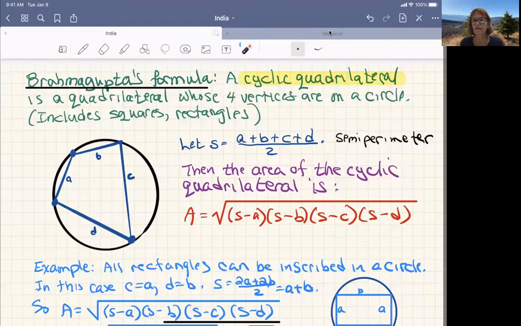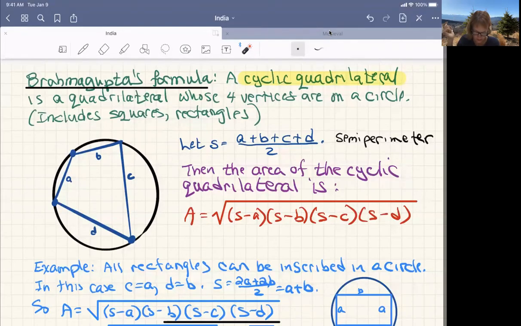Then in that case, what is the area of this quadrilateral? So you take the square root of the semi-perimeter minus A times the semi-perimeter minus B times S minus C times S minus D, take the square root of the whole thing, and then that's going to be the area of a quadrilateral that's inscribed in a circle. Now note that this formula doesn't apply to just any old quadrilateral. It has to be one that can be inscribed in a circle.